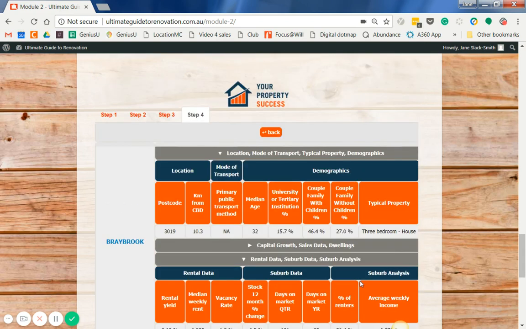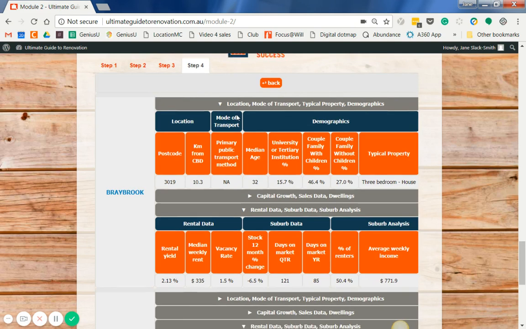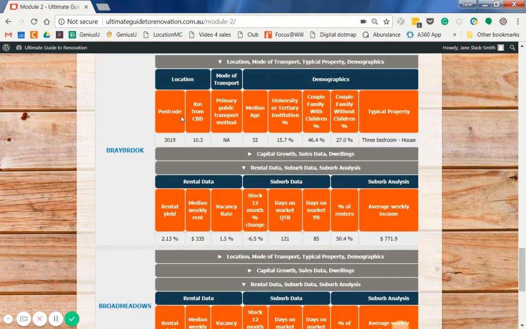But I just wanted to give you an idea of what the Suburb Selector software looked like. And for those in the Ultimate Guide to Renovation, you get access to that in Module 2 when that comes out, and obviously in Module 3, and you have access to that forever, and we update it monthly. Anyhow, I hope this has helped with a quick little look at the Suburb Selector software. For those in the Location Masterclass, you have access to that, and those in the Ultimate Guide to Renovation.